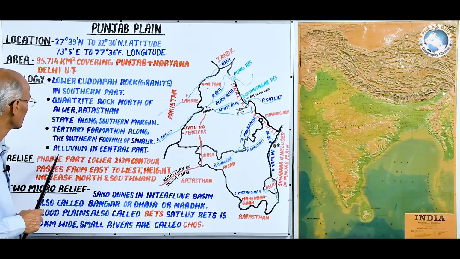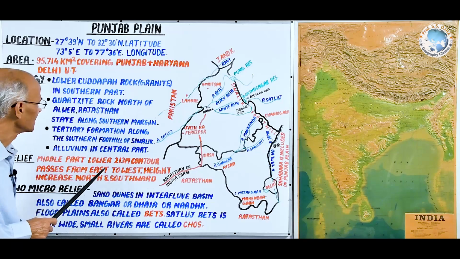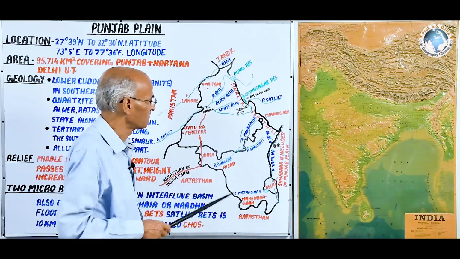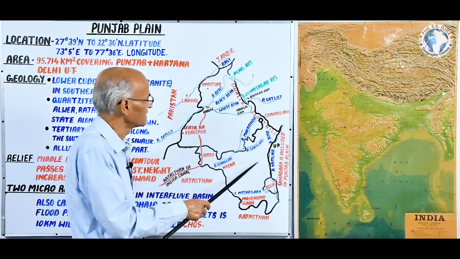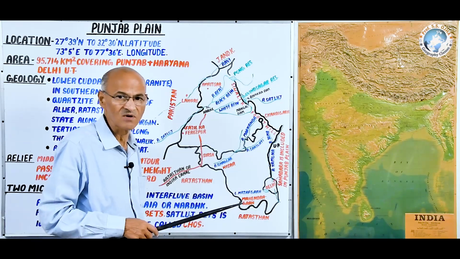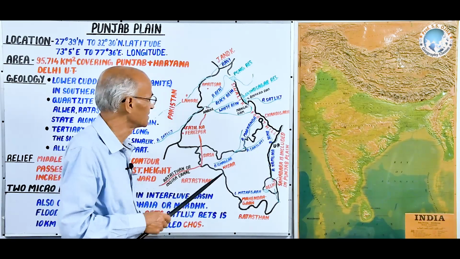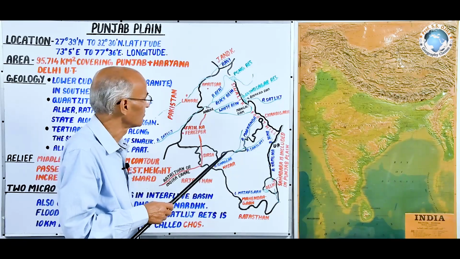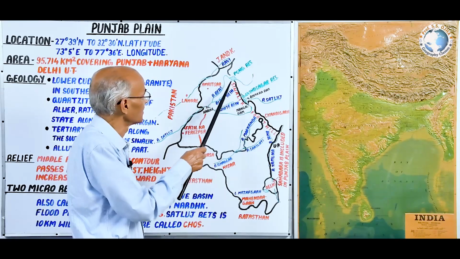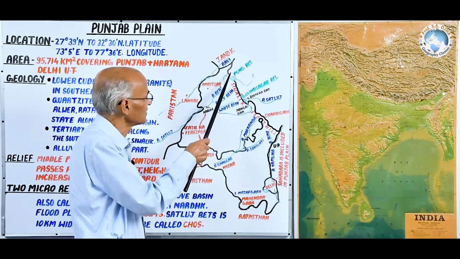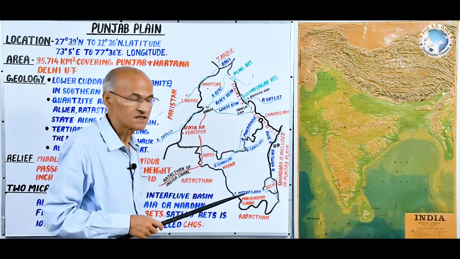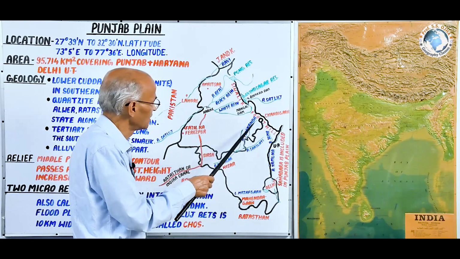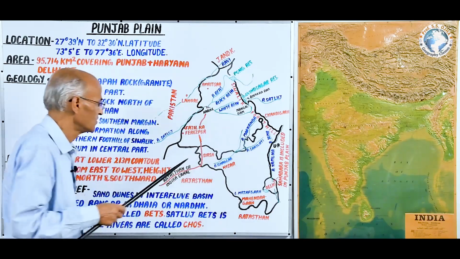And the fourth structure is alluvium in the central part. This is the central part of the Punjab plain. Here it is dominated by alluvial deposit, and this alluvium has been brought down by the rivers coming from the Himalaya and especially from the Shivalik system, and that alluvium has been deposited at the foothill and further southwest.